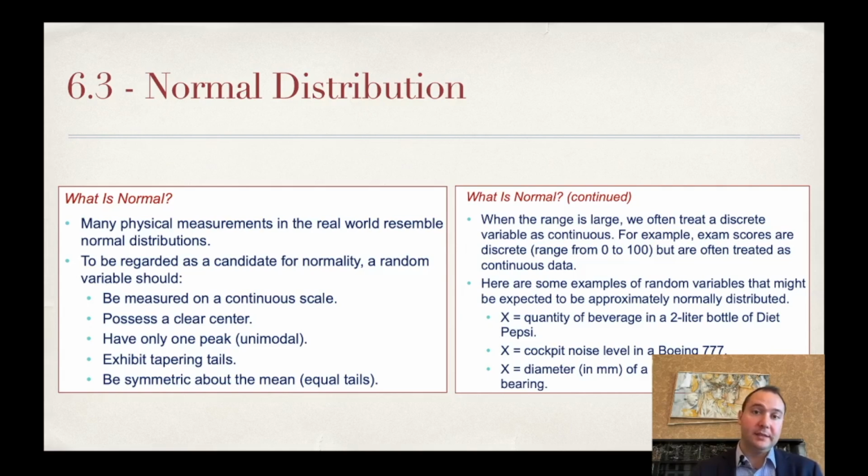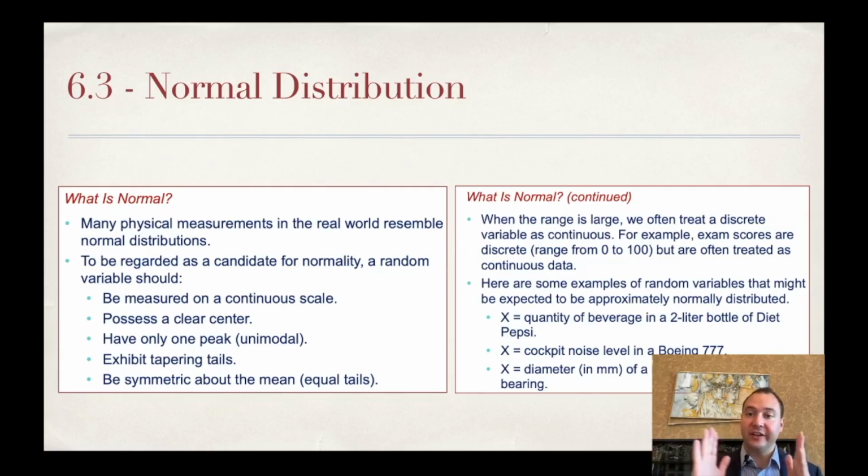Okay, what is normal? Many physical measurements in the real world resemble a normal distribution. We mentioned several of these in a previous video. To be regarded as a candidate for normality, in other words, if we think that it might be normal, that random variable should be measured on a continuous scale, possess a clear center of the data, have only one peak in the distribution, have tails that taper, they get smaller, and be symmetric about the mean. That means that each tail should be roughly equal.